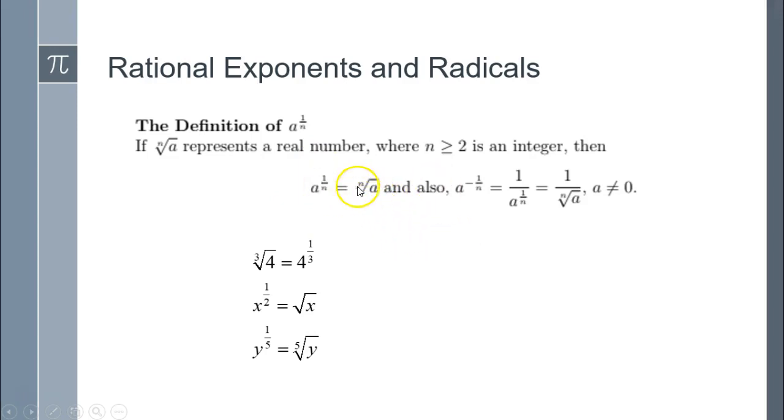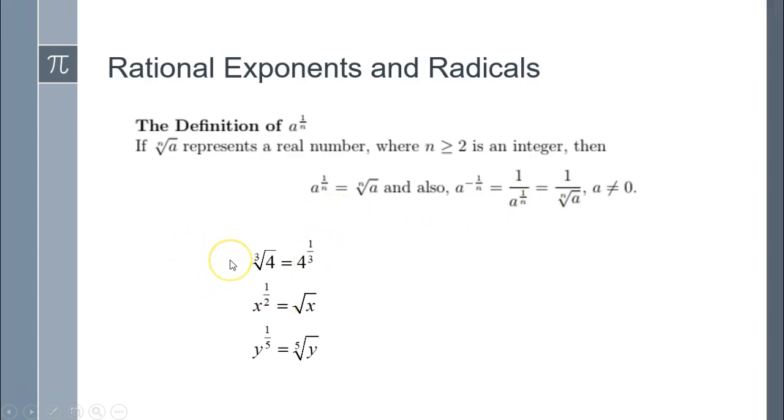So you see here that if you have a negative exponent, we remember that negative exponents mean if you want to make them positive, you change their position in the fraction. So this was on top of an understood 1, but now it goes to the bottom as a to the positive 1 over n. So now you get 1 over the nth root of a. A can't be 0 in this case because you can't divide by 0.